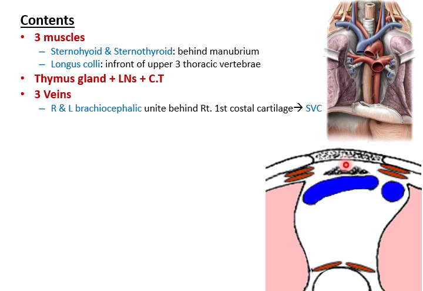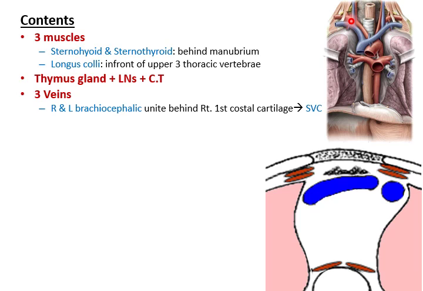Then we have three veins. These three veins are the right brachiocephalic vein joining the left brachiocephalic vein to form together the superior vena cava. The point of union of the two brachiocephalics lies at the level of the first costal cartilage on the right side. Each brachiocephalic vein is made by union of two veins, one draining the upper limb, called subclavian vein. The other is draining the head and neck and called the internal jugular vein.